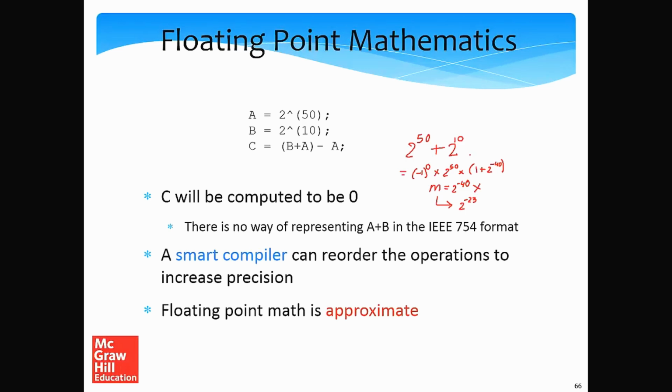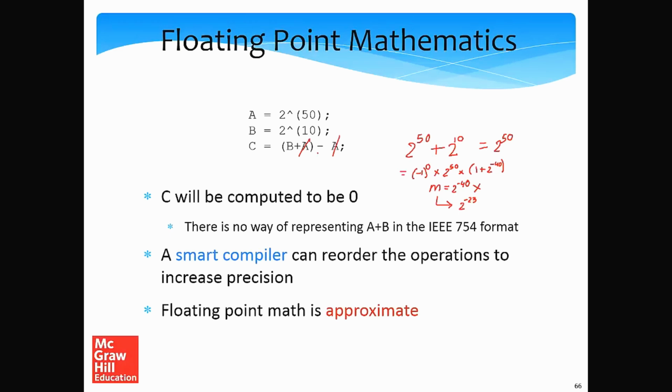So this is a problem. Most hardware would take 2 to the power 50 plus 2 to the power 10, and since the mantissa cannot represent it, they'll just produce 2 to the power 50 as a result. Then when we subtract 2 to the power 50 minus 2 to the power 50, C will be computed to be 0. This is a non-intuitive result mathematically, right? We don't expect this result. We expect A and A to cancel and the result to be B, which is 2 to the power 10.